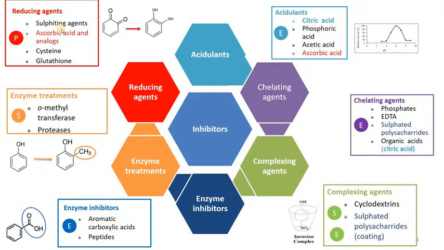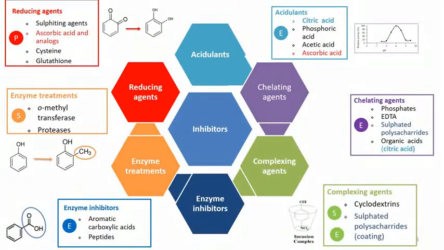So you have your sulfiting agents. Sulfiting agents also do that, and they also complex, and they also chelate. So you can already see that they have triple ways in which they can prevent browning. And then you have ascorbic acid also, and its analogs. The ascorbic acid analogs are your sodium ascorbate or potassium ascorbate. You have cysteine. We all know that cysteine is an amino acid. We have glutathione. Glutathione is a tripeptide, and it's also an antioxidant.